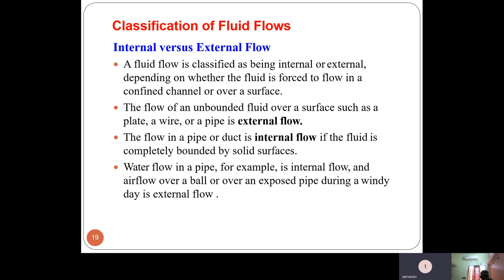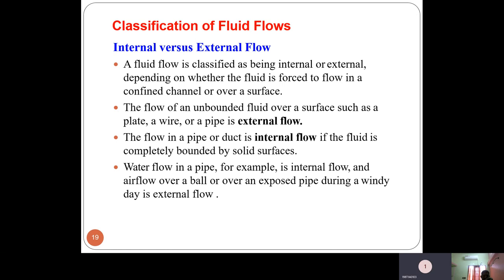Understand? Whereas if the flow is flowing in a pipe or a duct, it is called internal flow. Flow is flowing inside the objects. That is why we call it internal flow. Water flow in a pipe, for example, is internal flow. And air flow over a ball or any exposed pipe during windy days is called external flow. Simply, the terms give the definition. External flow, internal flow. The fluid flows inside the objects, that is called internal flow. The fluid flows outside the objects or over the objects, that is called external flow.